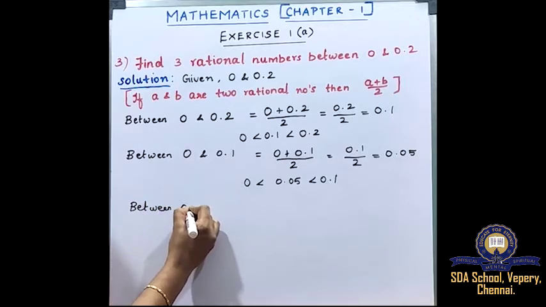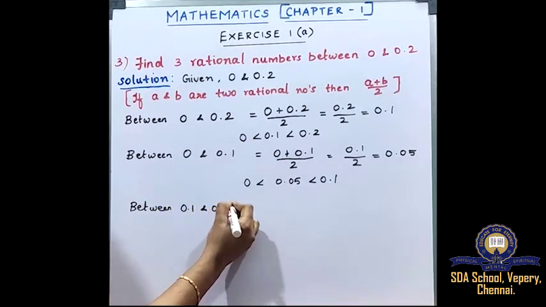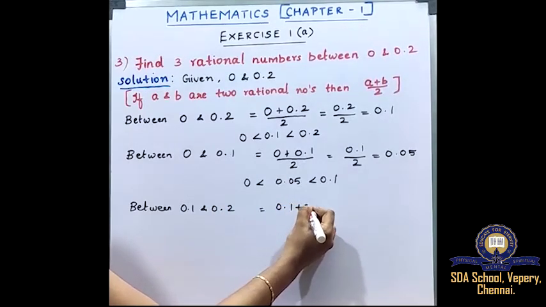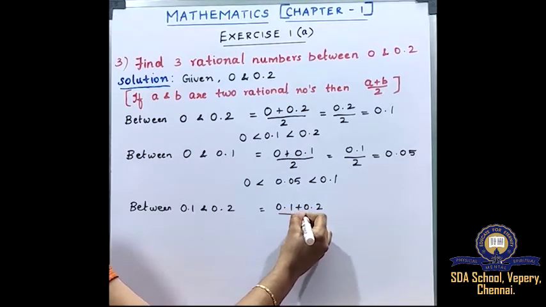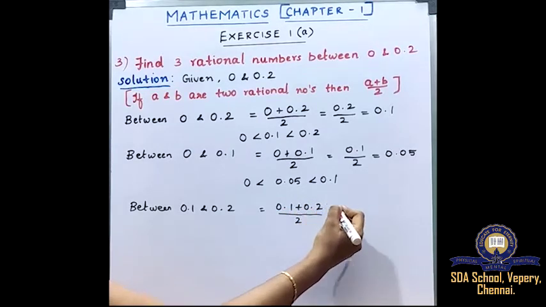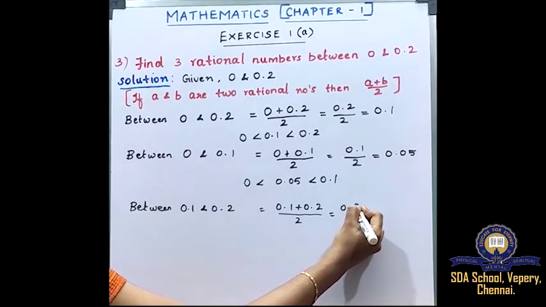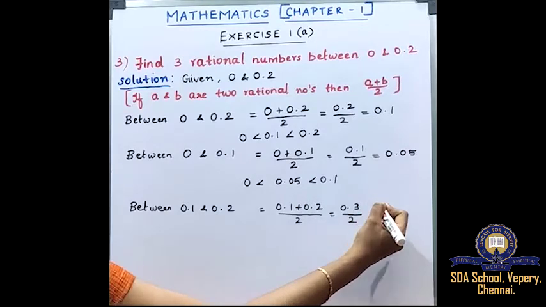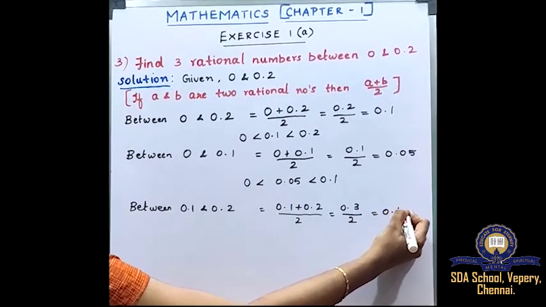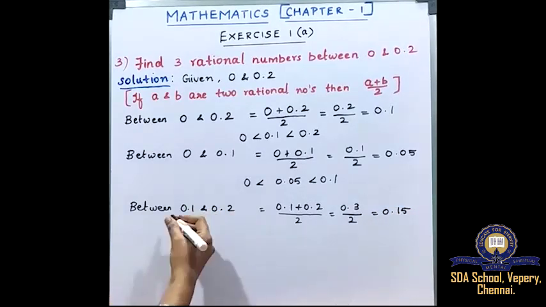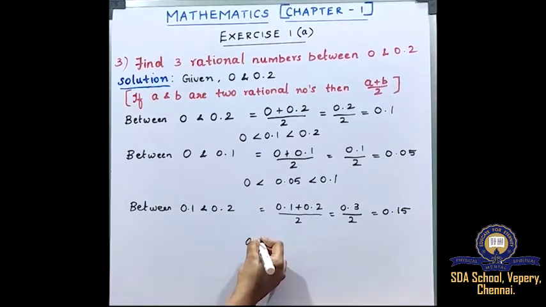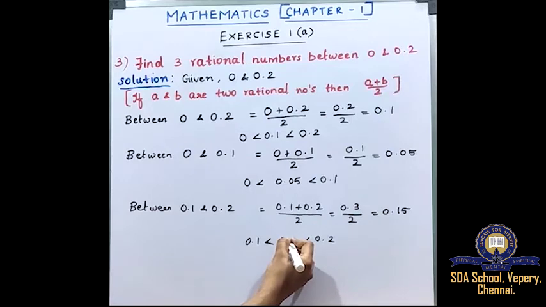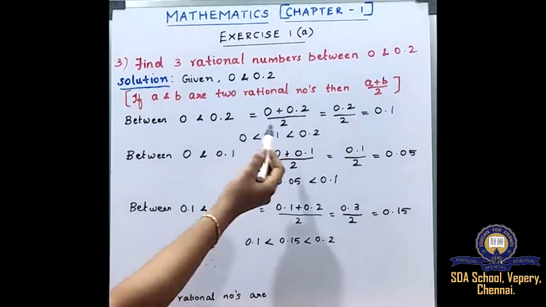So between 0.1 and 0.2, using the condition, we will get (0.1 plus 0.2) by 2. When you add this, what will you get? 0.3 by 2. When you divide this, we will get 0.15. Now between 0.1 and 0.2, we have found 0.15. So now we need to arrange this.